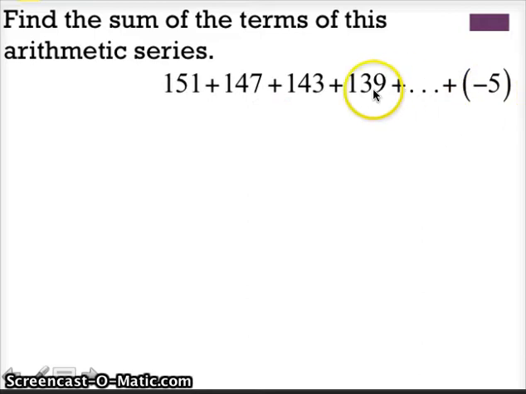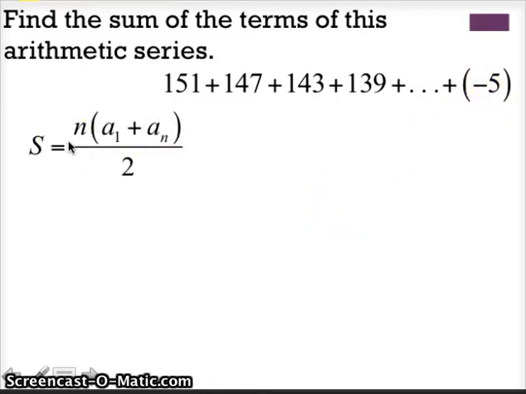Now you could continue the sequence out and add them up yourself, right? So you could just subtract 4 again and say the next term would be plus 135 and then plus 131 and then continue adding them all up yourself, but that's going to take you forever. It would be much easier if we use this formula.